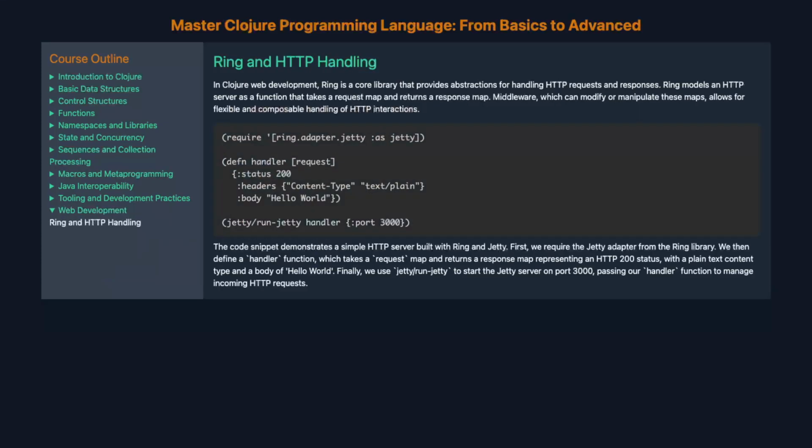Ring and HTTP handling. In Clojure web development, Ring is a core library that provides abstractions for handling HTTP requests and responses. Ring models an HTTP server as a function that takes a request map and returns a response map. Middleware, which can modify or manipulate these maps, allows for flexible and composable handling of HTTP interactions. The code snippet demonstrates a simple HTTP server built with Ring and Jetty.